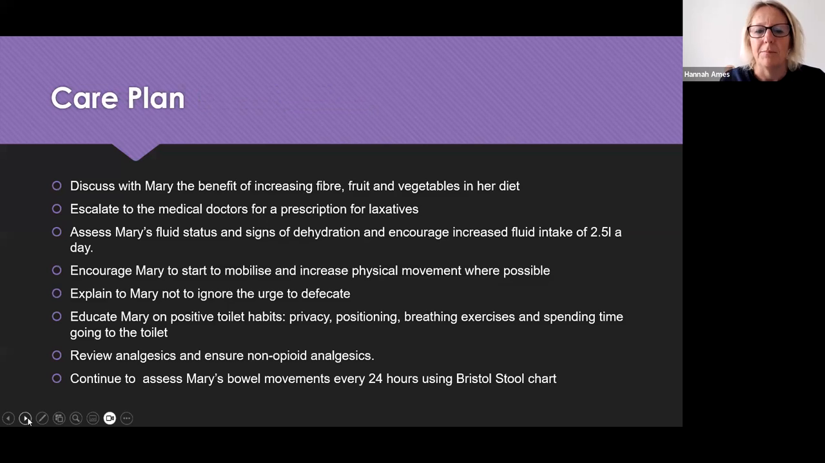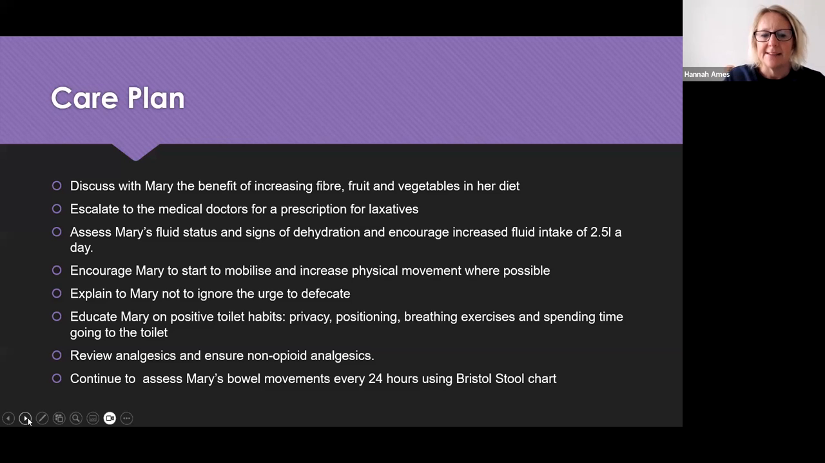So what care point plans am I going to put in this care plan? Like I said, guidance used to be 5 to pass, but I've put a whole selection in here. Obviously, the more you know, the more you've got to draw on in your exam in case you forget one. So firstly, we want to think about diet. We want to try and discuss with Mary the benefit of increasing fibre and fruit and vegetables in her diet. It's very important when someone's got constipation.